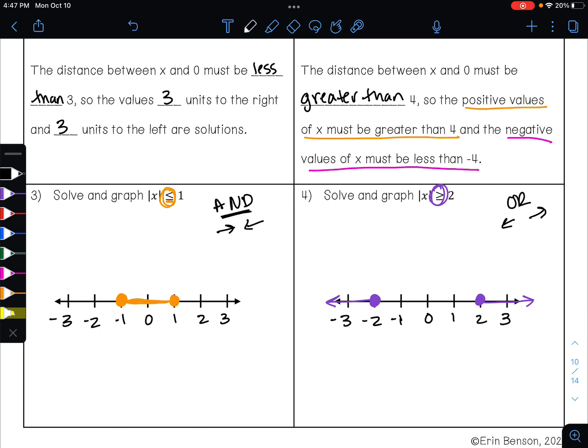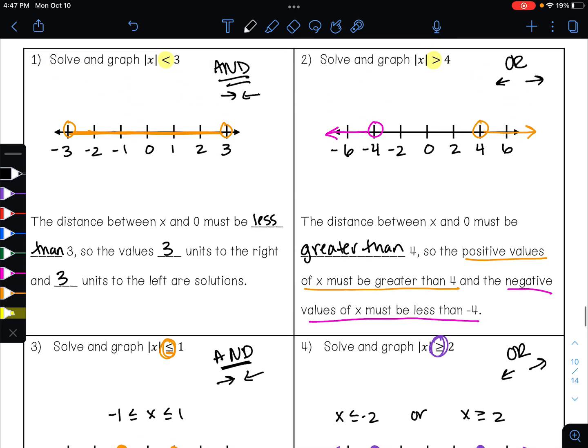And if it helps you, write that out. So here we have x is less than or equal to -2 or x is greater than or equal to +2. For these ones, this would be -1 is less than or equal to x is less than or equal to +1. This one would be -3 is less than x is less than 3. And here we would have x is less than -4 or x is greater than +4. So if it helps you, think about it that way before you start graphing.